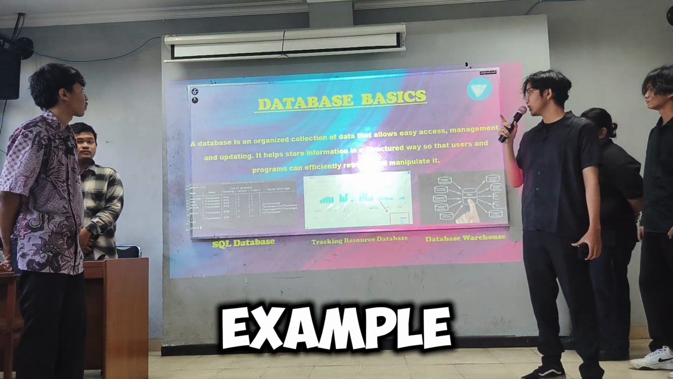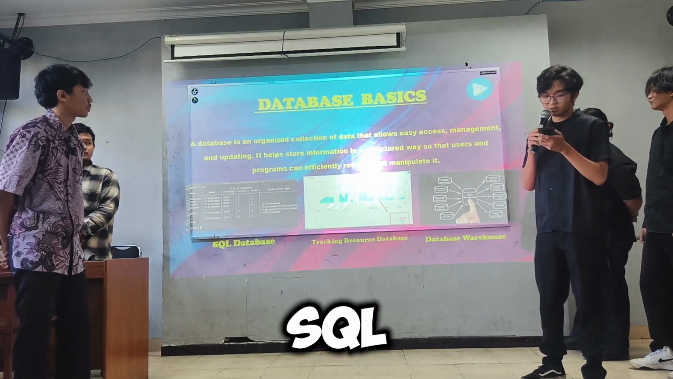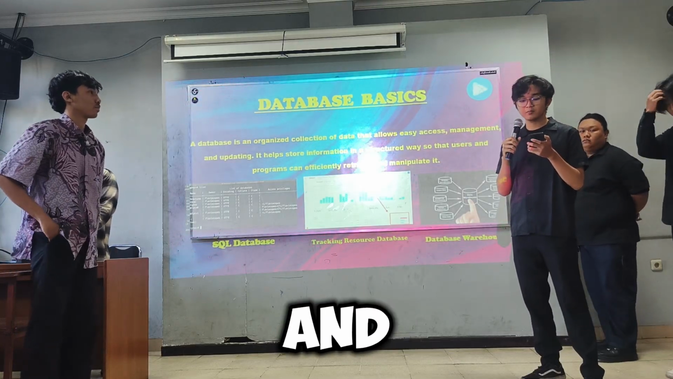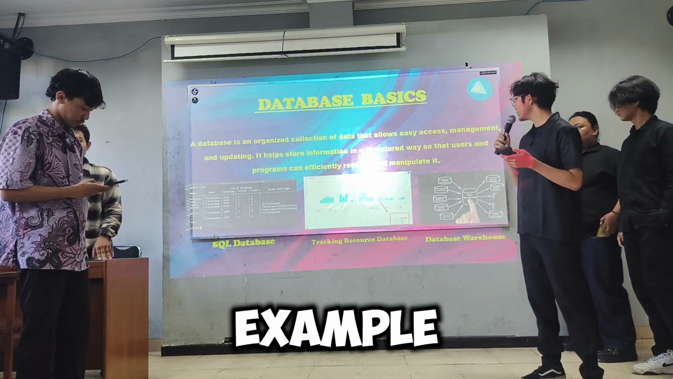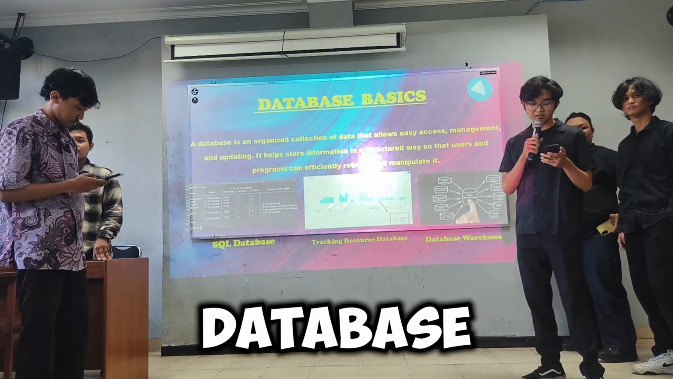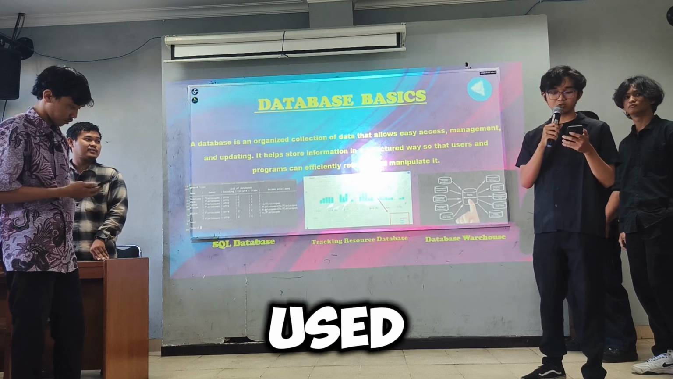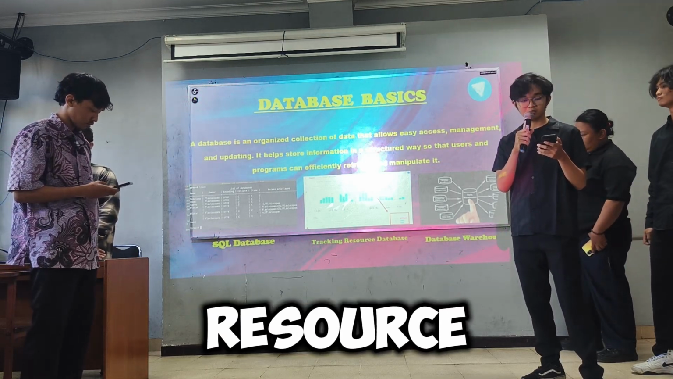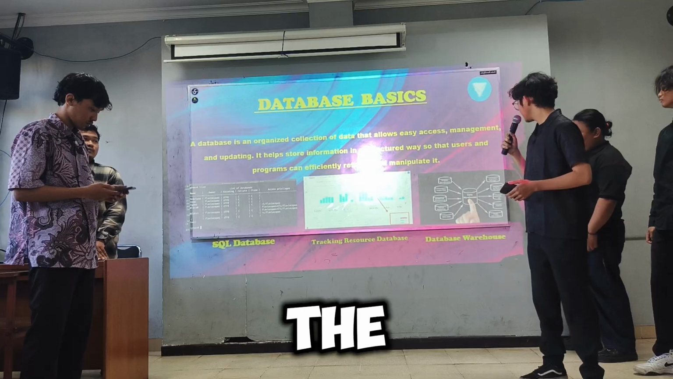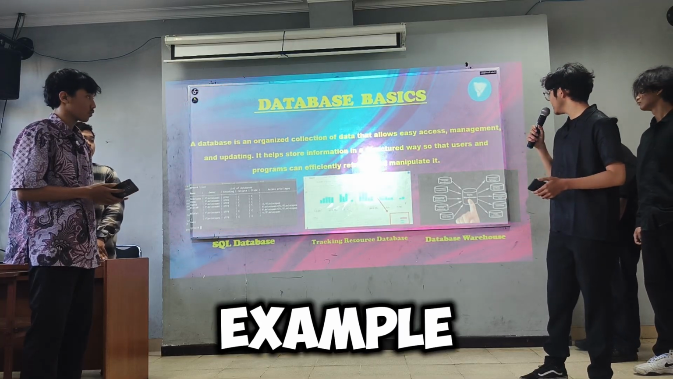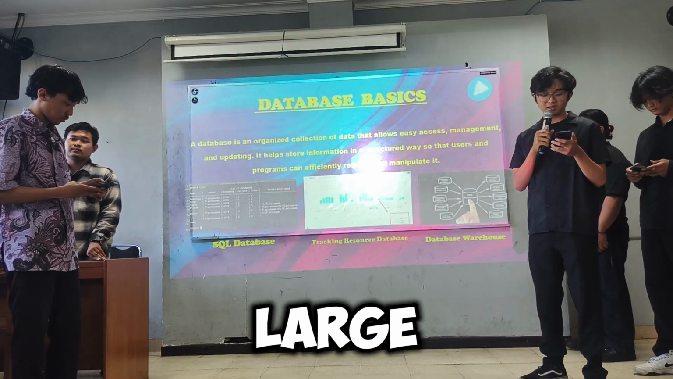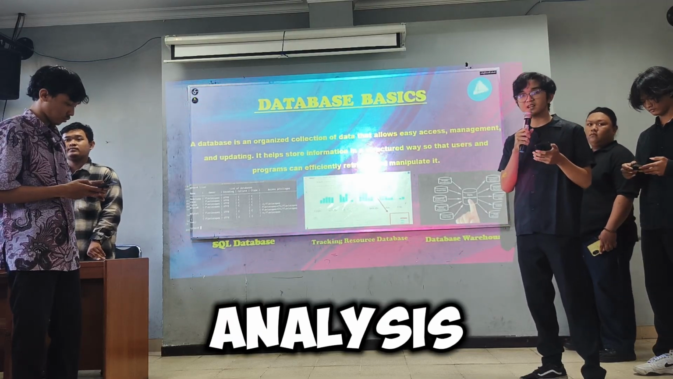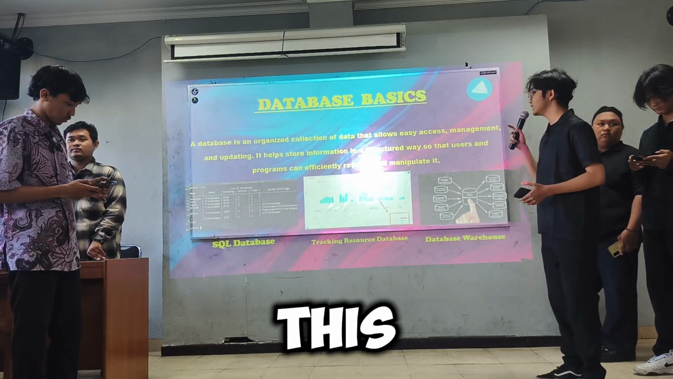The first example, SQL database. SQL database is used to store and manage data in a tabular format. The second example, tracking resource database. Tracking resource database is used to track and monitor resource usage. And the third example, database warehouse. Database warehouse is used to store large amounts of data for analysis and reporting. And this is the video.